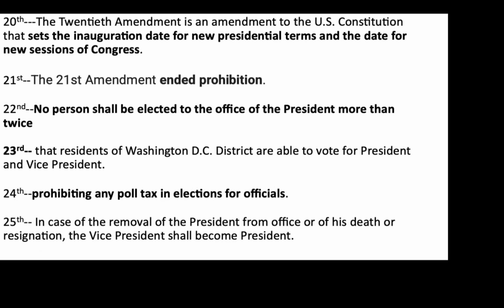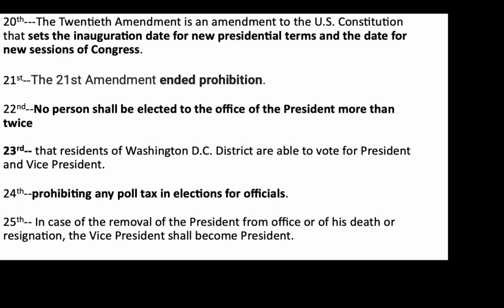Okay, 20th. You need to know it is changing dates for the president. It's just changing dates for inauguration in Congress. 21st is your end of prohibition. We're starting to drink again. By the way, we were drinking the whole time. We just paid a lot more money for it.